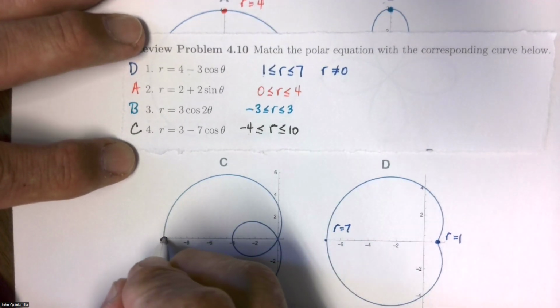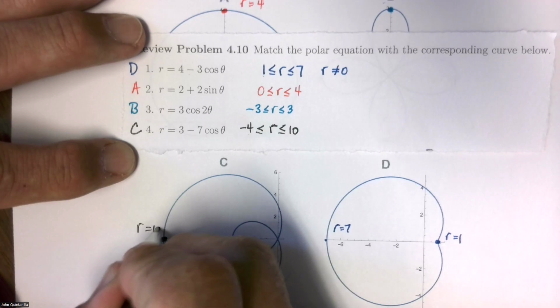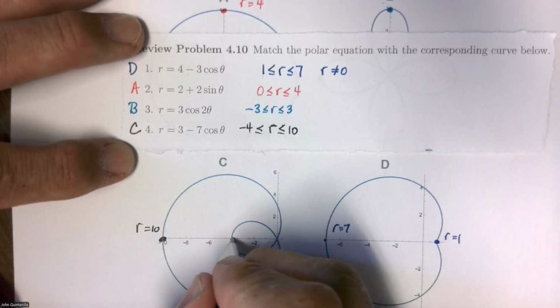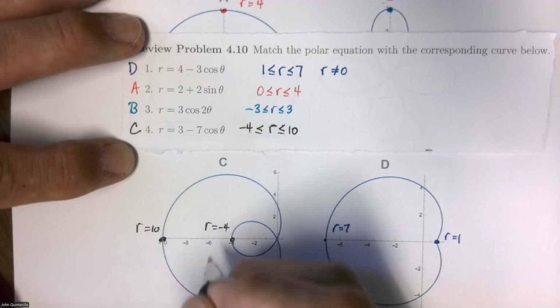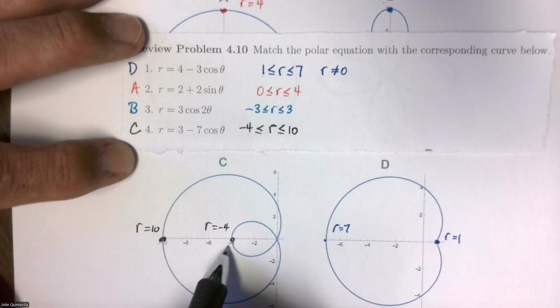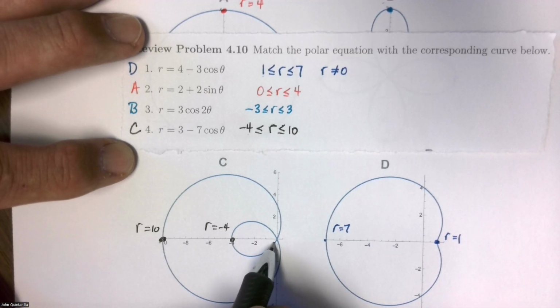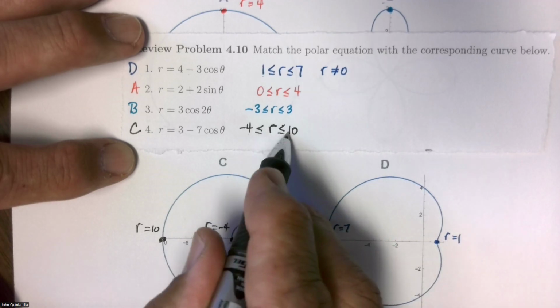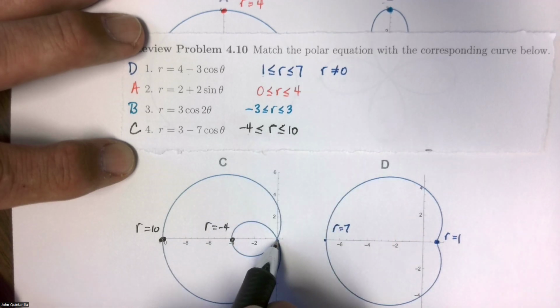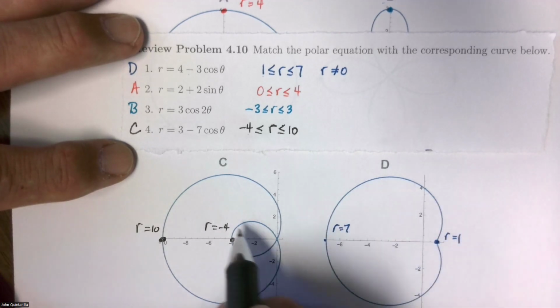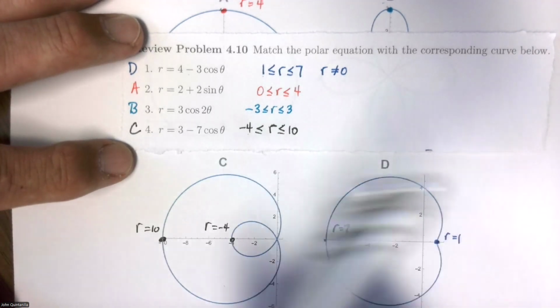And I see that happens here. Here, I am 10 away from the origin at this point. And here, I am 4 steps away from the origin, going backwards in this case, at this point. And here, r equals 0 is an option, and the graph actually crosses through the origin twice. So by process of elimination, I see that C is the graph.